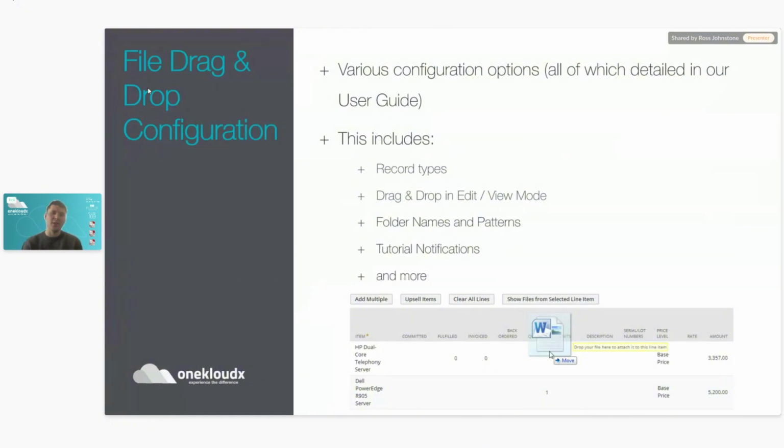In terms of the configuration, again, there's various different options on how the file drag and drop is configured, which includes the different record types that it's available on, and whether we're going to allow drag and drop in edit mode or in view mode as well. And beyond that, different preferences on the folder names and patterns for how these are going to be saved within the file cabinet, and then the option to provide tutorial notifications so new users can get used to the functionality.